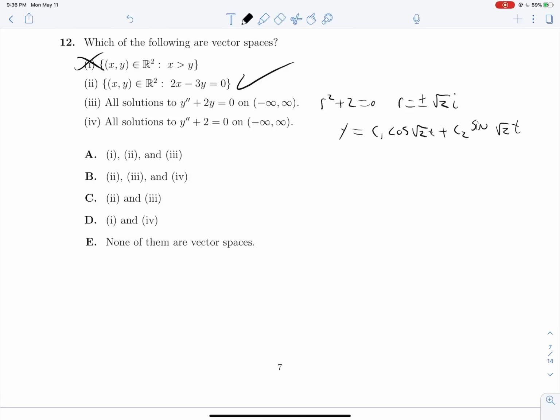If you multiply this by some constant, you'll still be good. This includes the origin, the 0 element. Yeah, no, this seems pretty good. This seems pretty good to me. So we're going to give this a tentative check mark, but we're still between B and C.